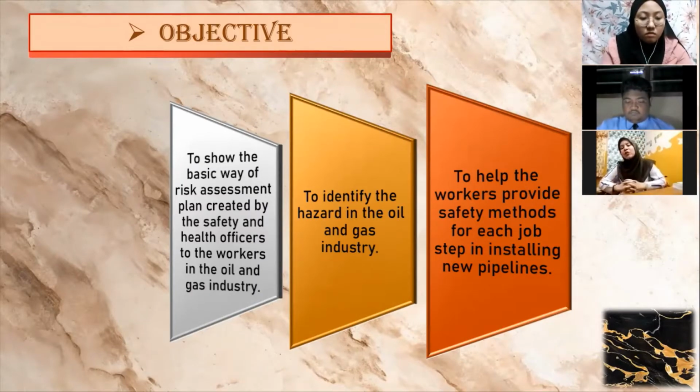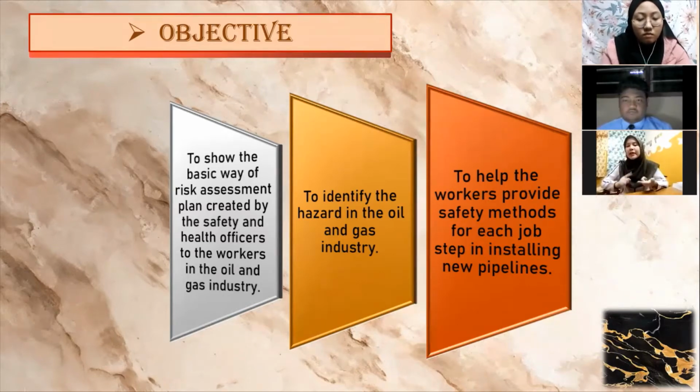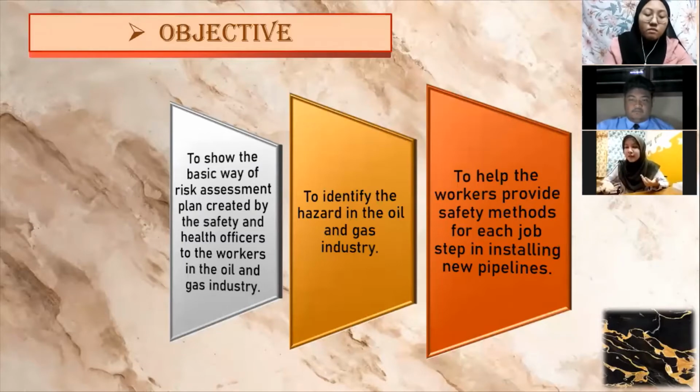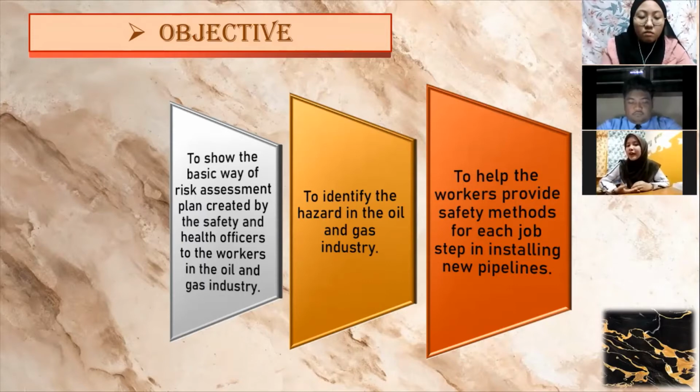After that, we want to identify the hazards in the oil and gas industry, as we all know that in the oil and gas industry there are many hazard risks that can be harmful to them. After that, we want to help the workers by providing safety methods for each job step in installing new pipelines. For example, we must provide a training program to them to become more and more competent in their work. So they will do their best in their work and become safer.